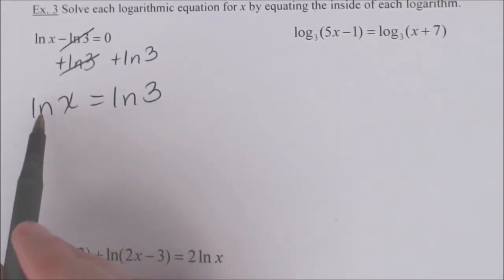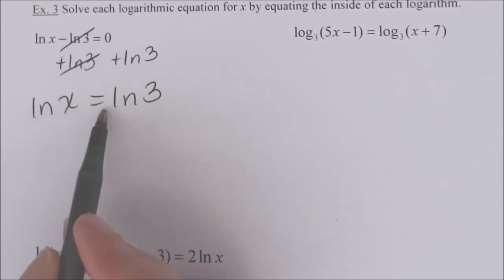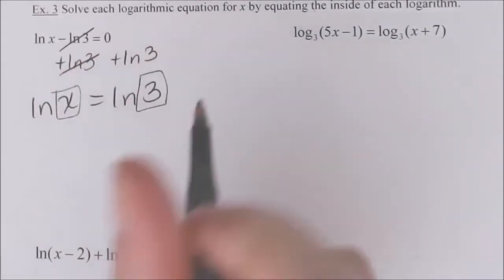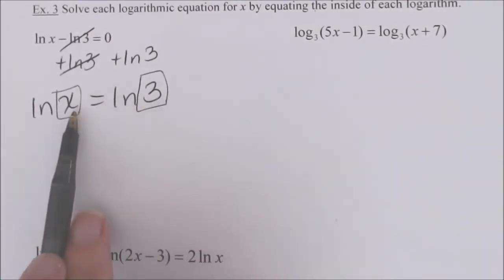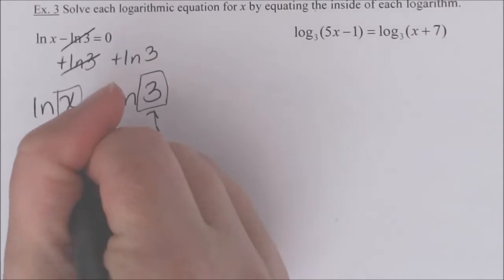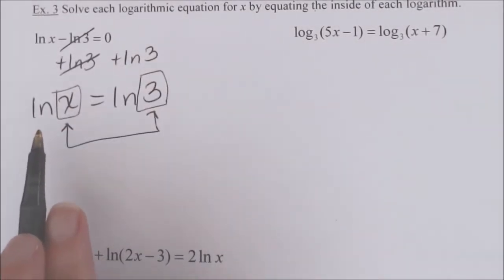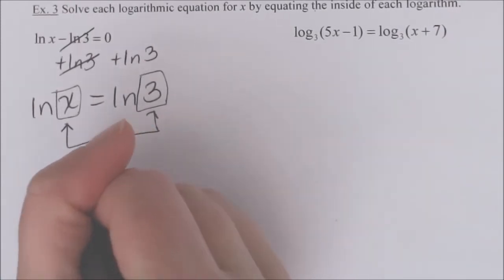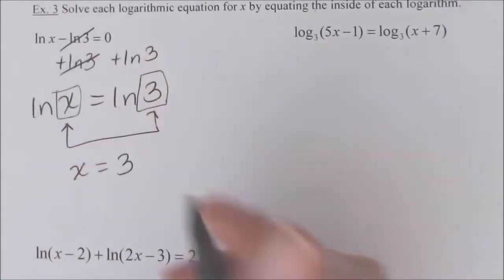Think about this. If I've got natural log of something equals natural log of 3, then what has to be the deal with the two things inside of the natural log? They both have to be equal. So it's like a one-to-one correspondence because I've got logs on both sides. I'm going to drop the logs and just say that x equals 3, and that's our answer.